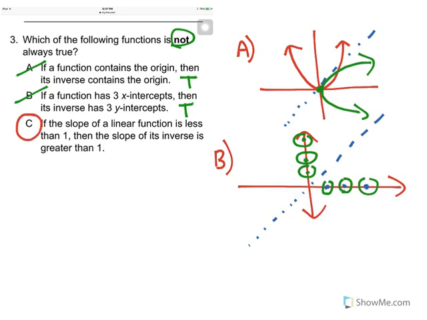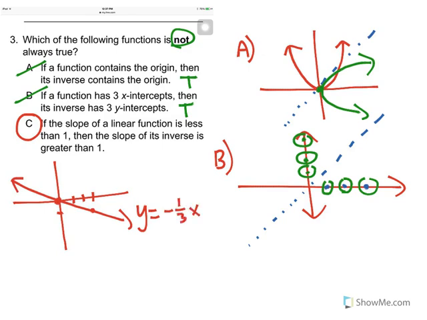It says, if the slope of a linear function is less than 1, then the slope of its inverse is greater than 1. So let's take a look at this graph that actually has a slope that is less than 1. Let's make it a negative. So I have this function that goes through the origin, the slope would be going down 1 over 3. So this is the line that it would make. So actually I can name this equation y equals negative 1/3 x.